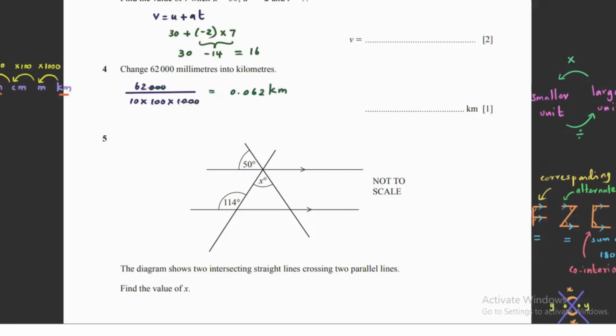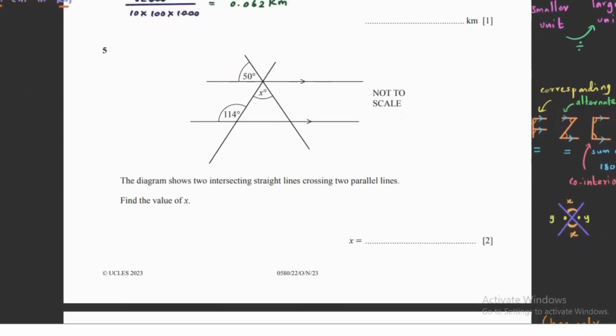Let's move on to the next question, which is question 5. In question 5, the diagram shows 2 intersecting straight lines crossing 2 parallel lines. The parallel lines are represented using the arrowheads on the lines like this. Now you're supposed to find the value of x.